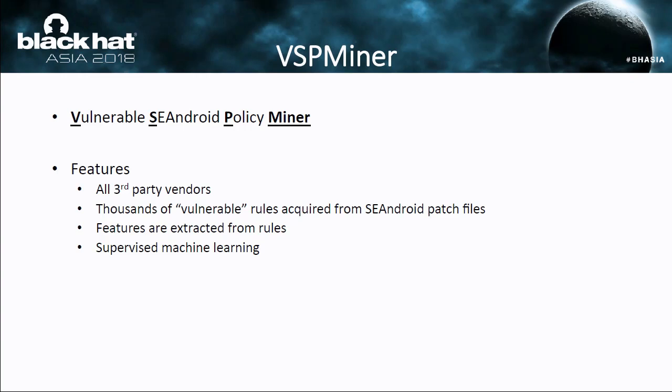As we see, different from the previous works, there are some new features. First, we focus on all the third-party vendor images. And second, as we see that SEAndroid only defines a very small set of vulnerable access patterns, in our work, we try to extract thousands of vulnerable access patterns from the SEAndroid patch files. And also, we didn't rely on the audit logs. We try to extract the features directly from the malicious or the benign rules. And we also try to use supervised machine learning. As we know, supervised machine learning always has better performance than the semi-supervised or the unsupervised machine learning techniques.